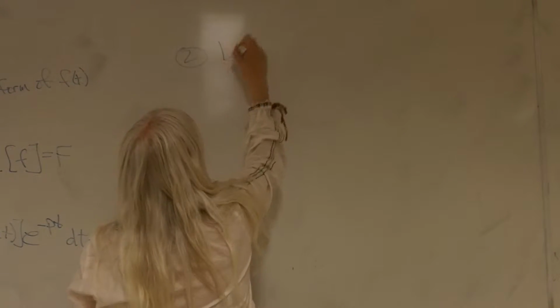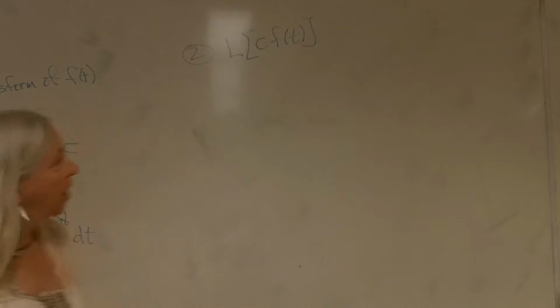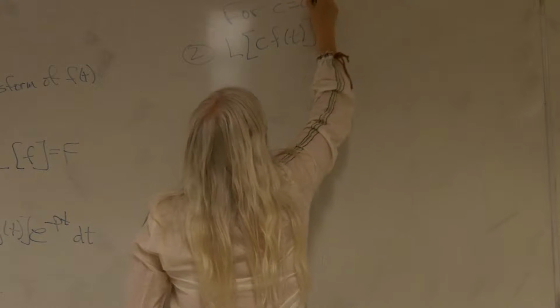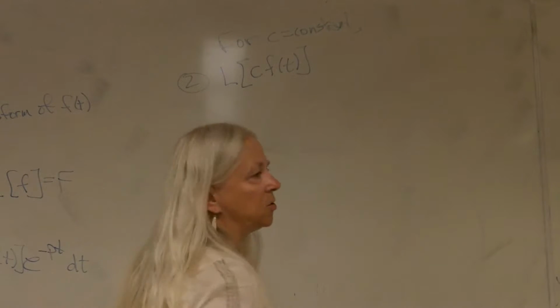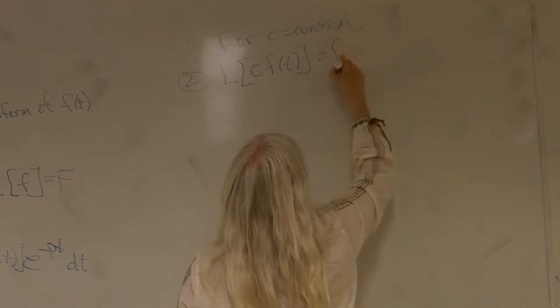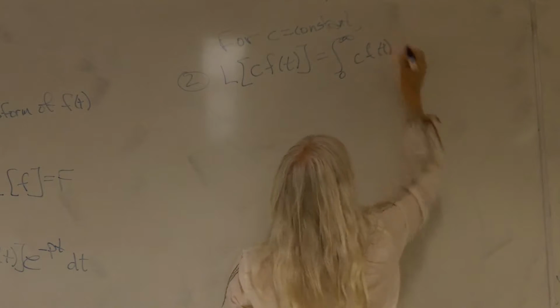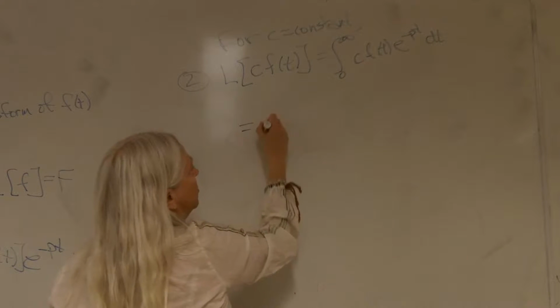The other part is that if we have the Laplace transform of some constant c times the function f of t, where c is some constant, well, again, let's use the definition of the Laplace transform. This is the integral from 0 to infinity of c times f of t, the thing whose Laplace transform we want to take, times e to the minus pt dt. And of course, c being constant could be moved out in front of this integral.